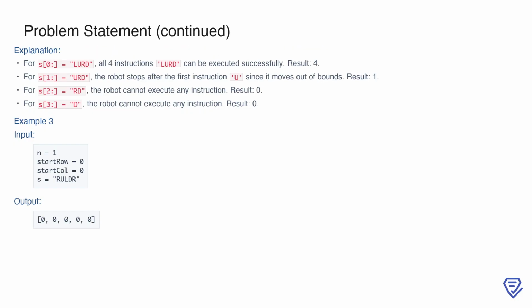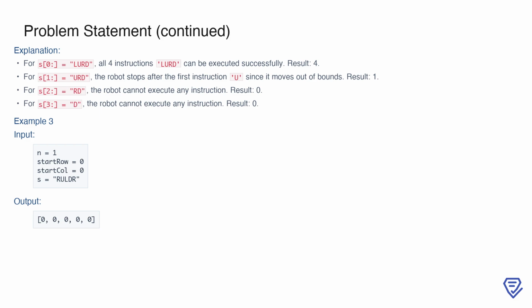Let's look at another example. Here, the grid is of size 2x2, and the robot starts at position (1, 1), with the instruction string LURD. For the suffix S[0] = LURD, all 4 instructions can be executed successfully, resulting in 4. For S[1] = URD, the robot moves up with the first instruction but goes out of bounds, so the result is 1.